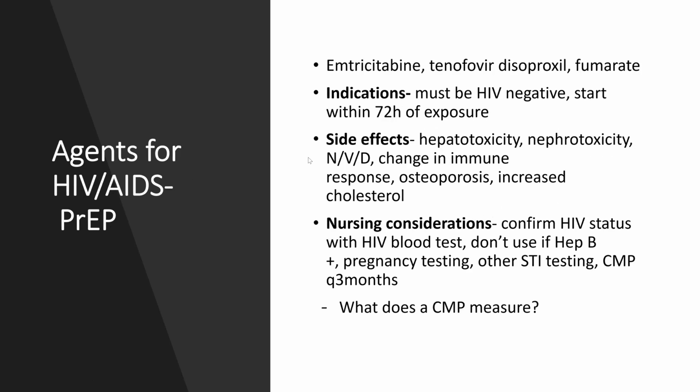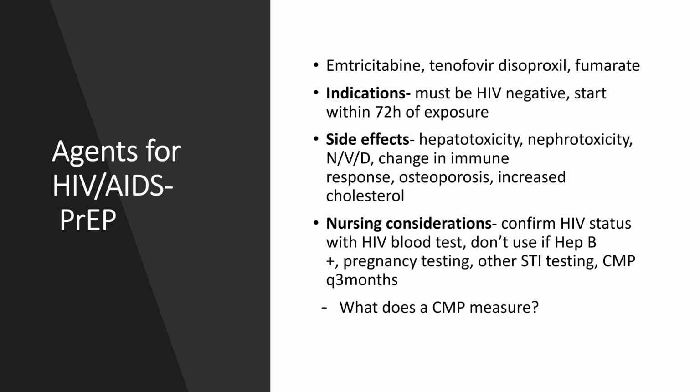Okay, so agents for HIV/AIDS PrEP, that's going to be your tenofovir disoproxil fumarate. So these can only be used in someone who is HIV negative, and they have to be started within that 24-hour time frame of exposure. Side effects would be hepatotoxicity, nephrotoxicity, nausea, vomiting, diarrhea. You could see a change in the immune response. There's an increased risk for osteoporosis and an increase in cholesterol.